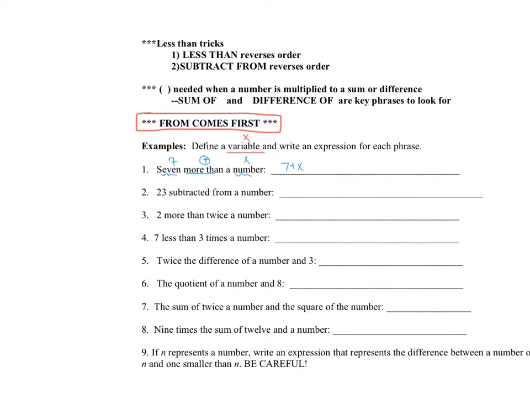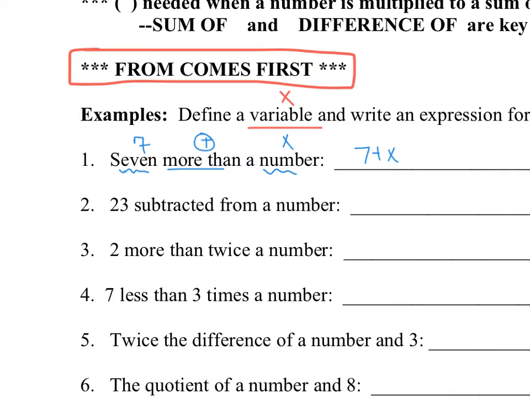Now in our next example, we have 23 subtracted from a number. Here's the issue. We don't know what the number is, so we're immediately going to put an x. Remember, we said before, subtracted from comes first. So I'm going to put my x first, and I'm going to put my 23 second. So I'm really doing x minus 23.